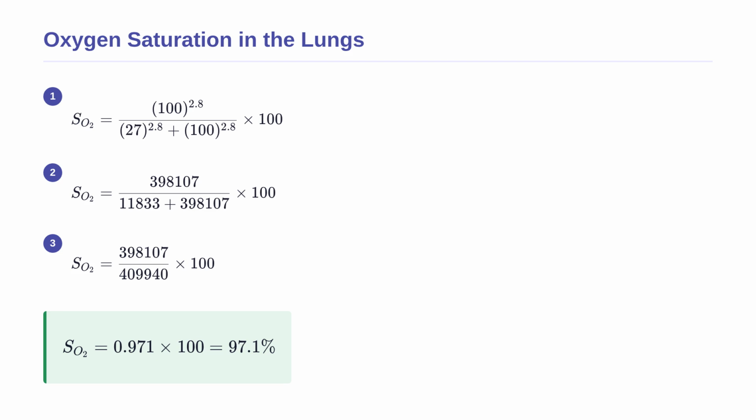Adding the denominator values gives us 409,940. Dividing these numbers gives a decimal of 0.971. Multiplying by 100 gives a final saturation of 97.1%. Physically, this means almost every single binding site is filled. The trucks are fully loaded and ready to travel.